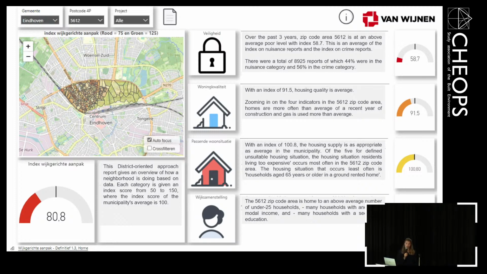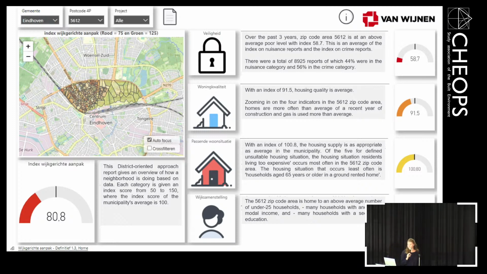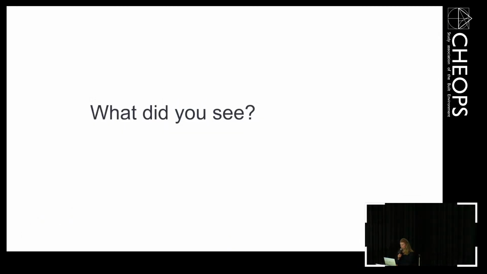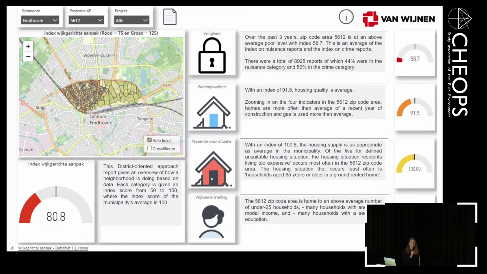So can somebody tell me what they are seeing here? This is the neighborhood of here. This is this area. It is the postal code 6512. Can somebody tell me what's going on here? What do you see? Somebody made sense of this tool?